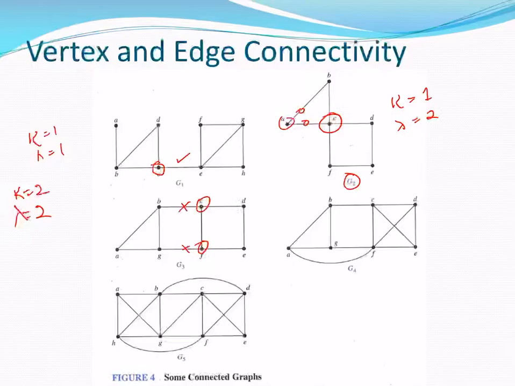For G4, my lambda goes to 3. Every one of these vertices has a degree of at least 3, and I don't see any way that I can remove less than 3 edges and disconnect the graph. If I remove BA, BG, BC, that isolates B, but there's no other way to come up with an edge cut that's less than 3. So here I have lambda is equal to 3.